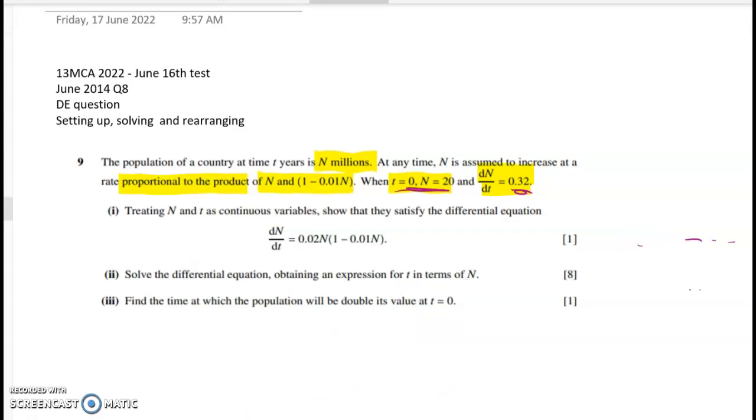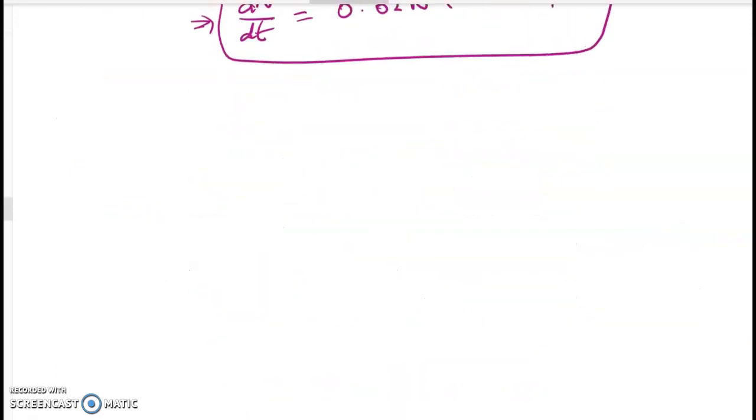Next thing we've got to do is we've got to solve that differential equation. So this is 8 marks, so you should be expecting that it is going to be a bit of work, and you need to be confident with your partial fractions for this question. This is slightly harder than NCEA level 3 DEs, but not bad if you know partial fractions.